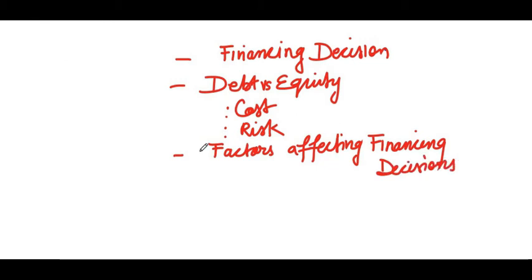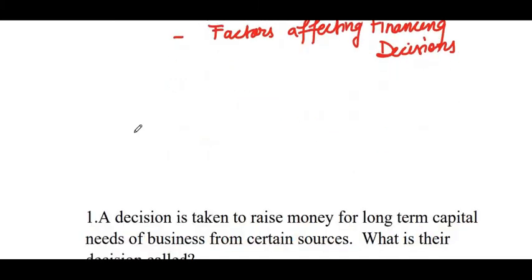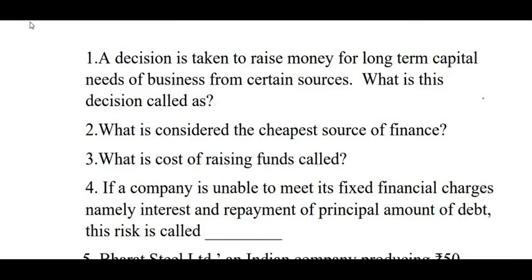Let us try a few questions based on this. Let us see the first question. A decision is taken to raise money for long-term capital needs of business from certain sources. What is this decision called? We have done this. This is financing decision, where we decide which sources we are going to use.